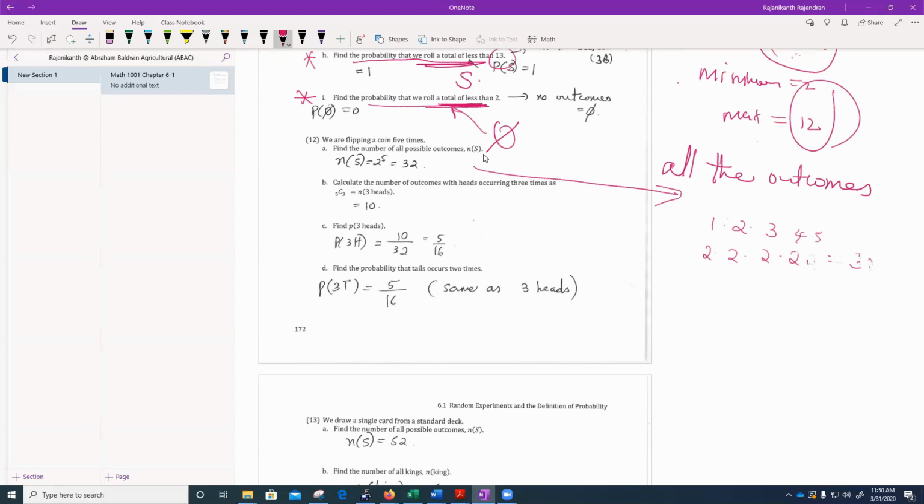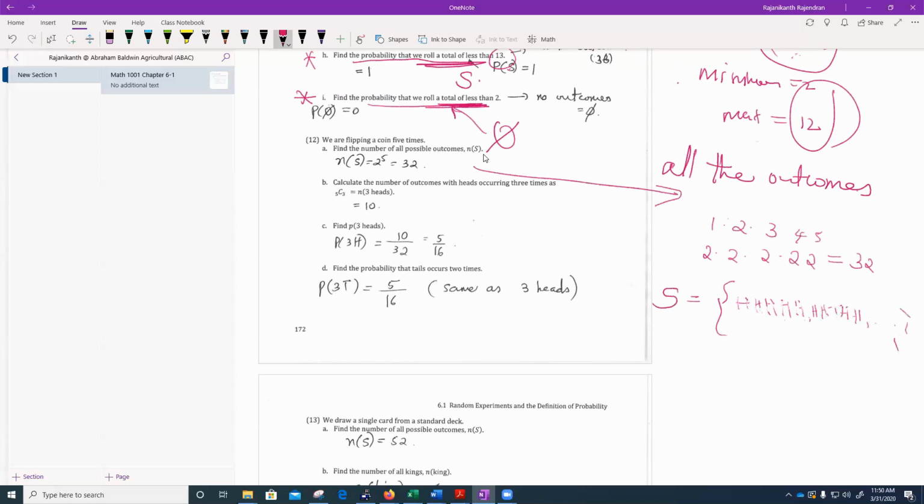So if you look at your sample space, there are 32 of them. One of these may be like this. You are flipping 5 times, right? The first time maybe heads, second time heads, third time heads, fourth time heads, and fifth one also maybe heads. Or you may have heads, tails here, and maybe heads, and so on. So there are 32 of them.